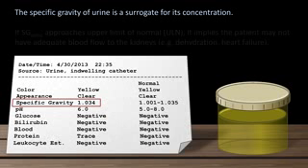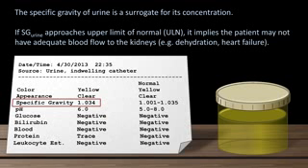For example, if the specific gravity of the urine approaches the upper limit of normal, as in this case, it implies that the patient may not have adequate blood flow to the kidneys, usually due to either dehydration or heart failure. This will correspond with a urine that is very dark yellow in color.